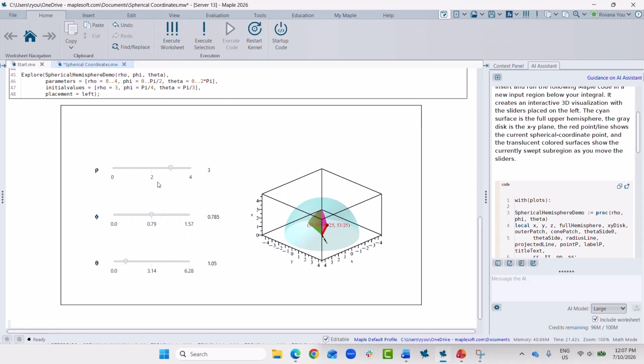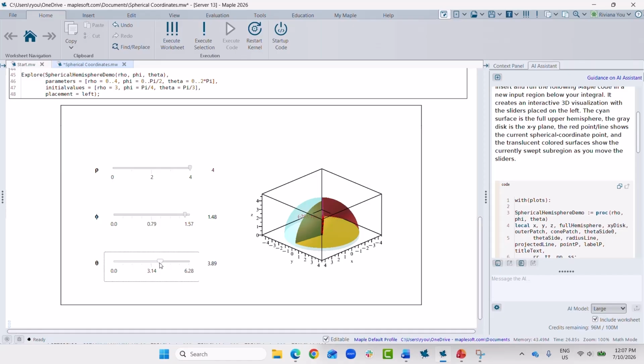As I play around with it, it becomes very clear that rho is the radius of the sphere, phi is the angle from the positive z-axis, and theta is the angle around the xy plane. The sliders set the limits of integration. That's the whole idea of the triple integral in spherical coordinates, and it's the part that's hard to get from a static picture.